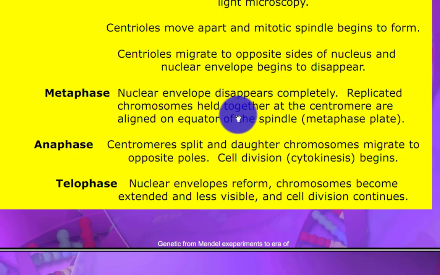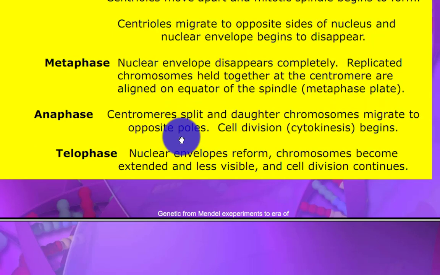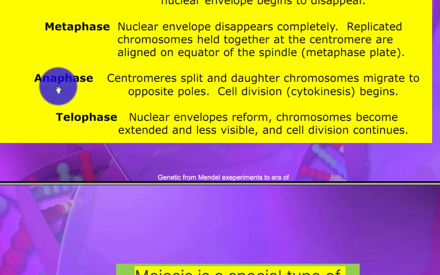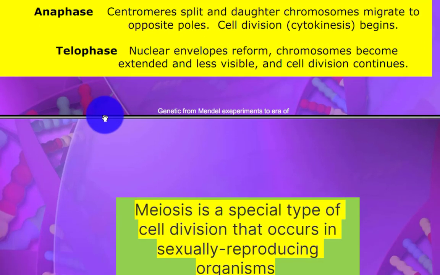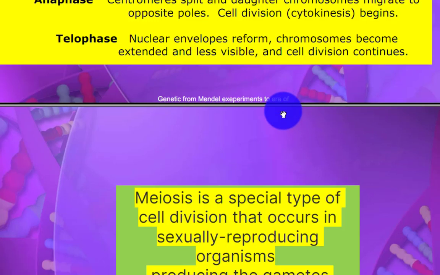Replicated chromosomes held together at the centromere are aligned on the equator of the spindle, the metaphase plate. Anaphase: the centromere splits and the daughter chromosomes migrate to opposite poles. Cell division, cytokinesis, begins. Telophase: the nuclear envelope reforms, the chromosomes extend and become less visible, and cell division continues.